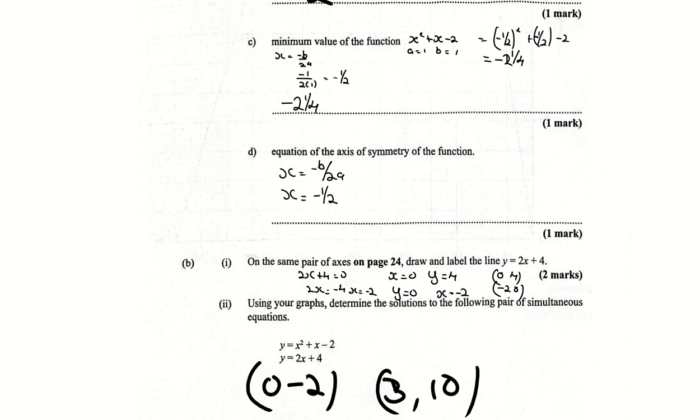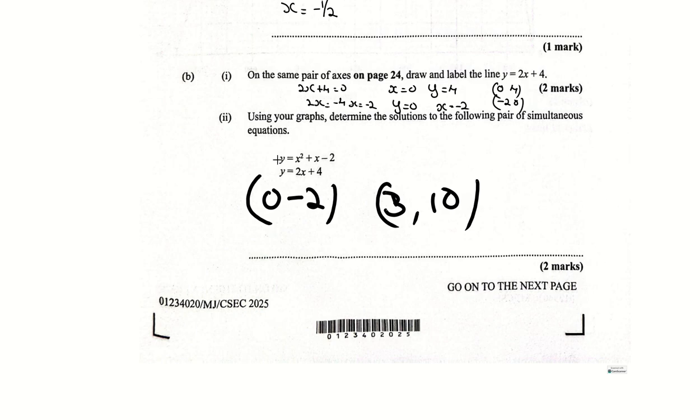Now they told you to use the graphs, right? So let's substitute these values into here and see if we'll get it. 2 threes are 6. 6 plus 4 is 10. So this works for this equation.